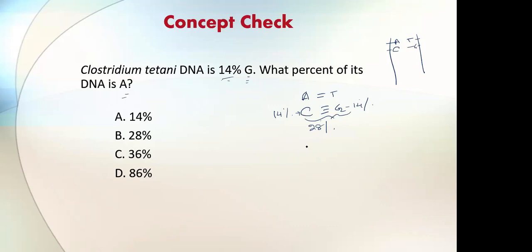Okay, so 100% minus 28% gives us 72%. That means this is the percentage for adenine and thymine together. So if together they make 72%, then adenine is 36% and thymine is 36%. So this is the right answer.